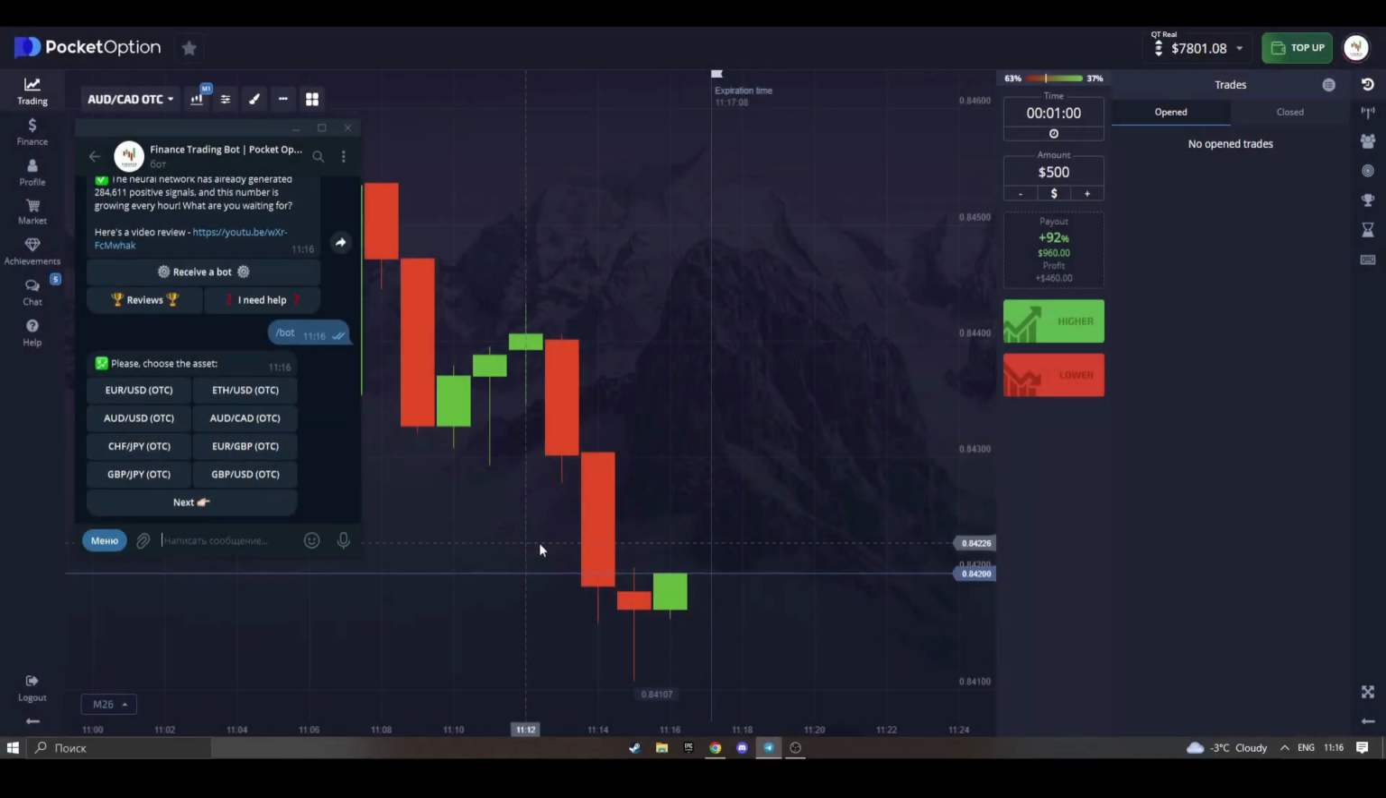Hello everyone. We continue to show you our bot that works on a neural network and brings us profit every day. Let's show how it works.